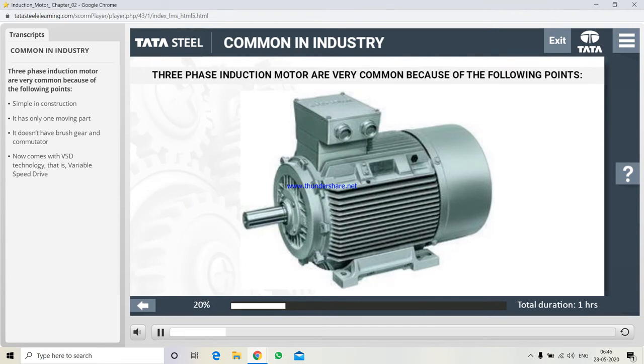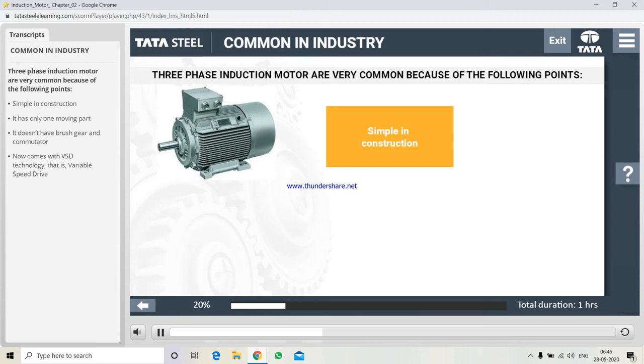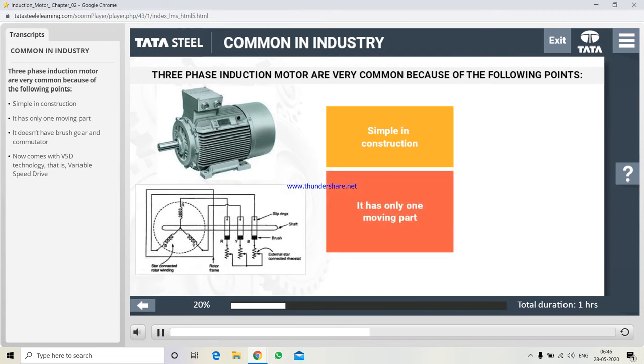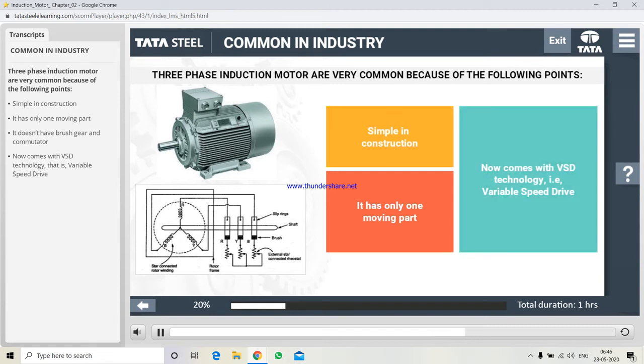Three-phase induction motors are very common because of the following points. Simple in construction, it has only one moving part. It doesn't have brush gear and commutator. It now comes with VSD technology, that is, variable speed drive.